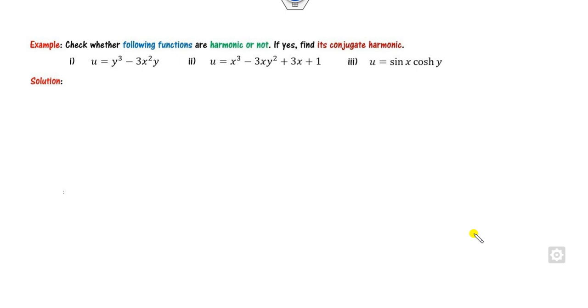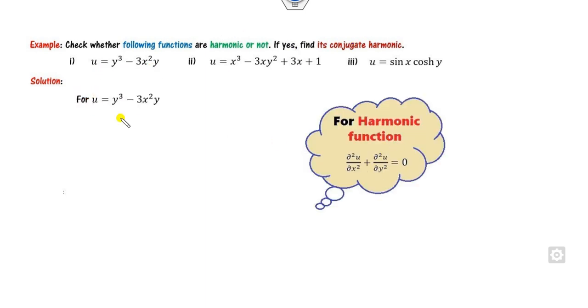Okay, look at the next one. Check which of the following functions are harmonic. If yes, then find the conjugate harmonic v. Very simple. We can start with the first part. For a harmonic function, we need to prove this. Find the partial derivative with respect to x. Find the partial derivative with respect to y. You will get as here.